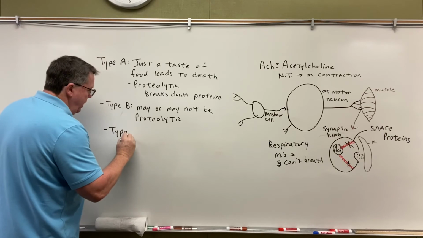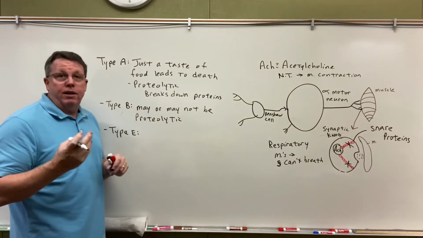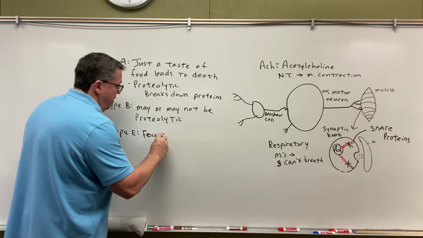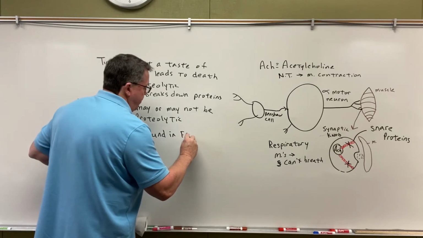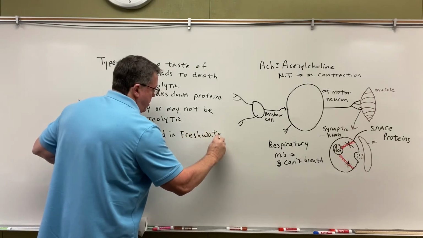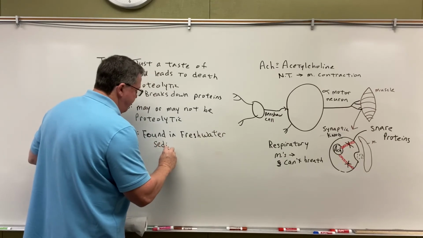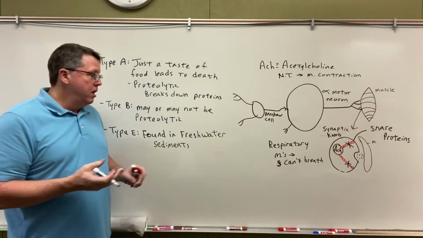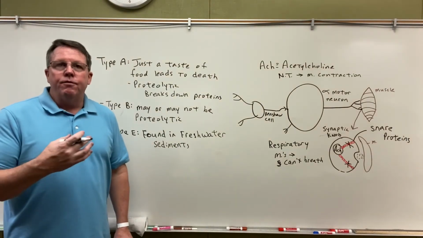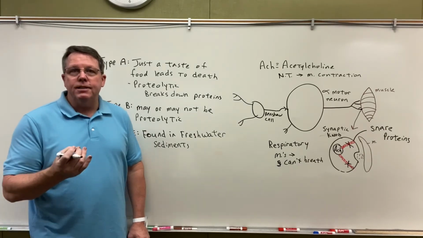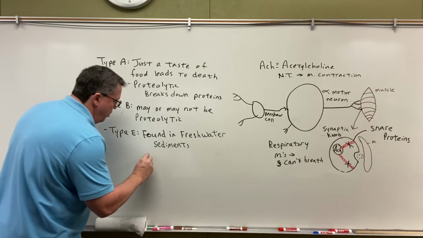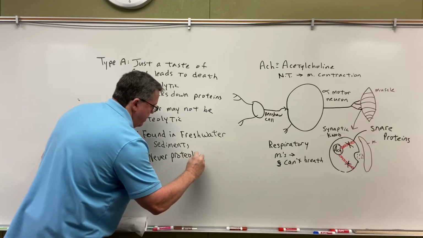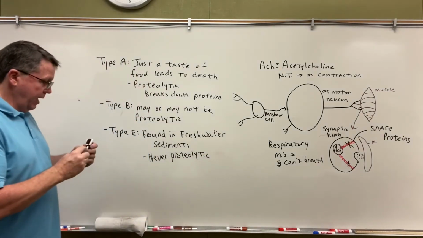Another type is type E. This is found in aquatic and marine environments. So found, I'm going to say in fresh water. Sediments. So usually in the sand of fresh water. All right, this is usually going to be found in fish. So people would get this from eating fish. The good thing about this one is if you boil your food, it actually breaks down the toxin and therefore it won't be deadly. But this is never proteolytic. Okay? So there's just 3 types of toxins.